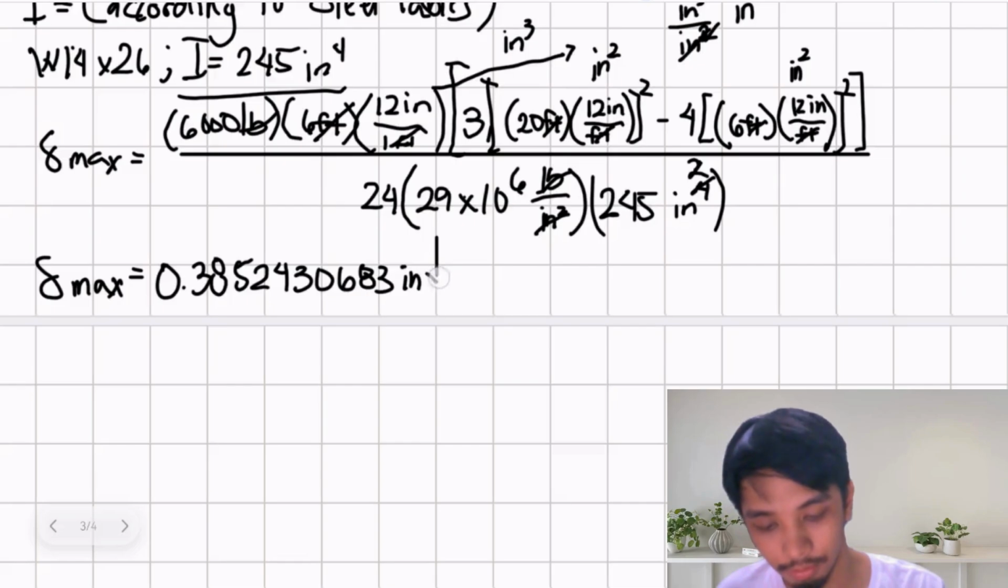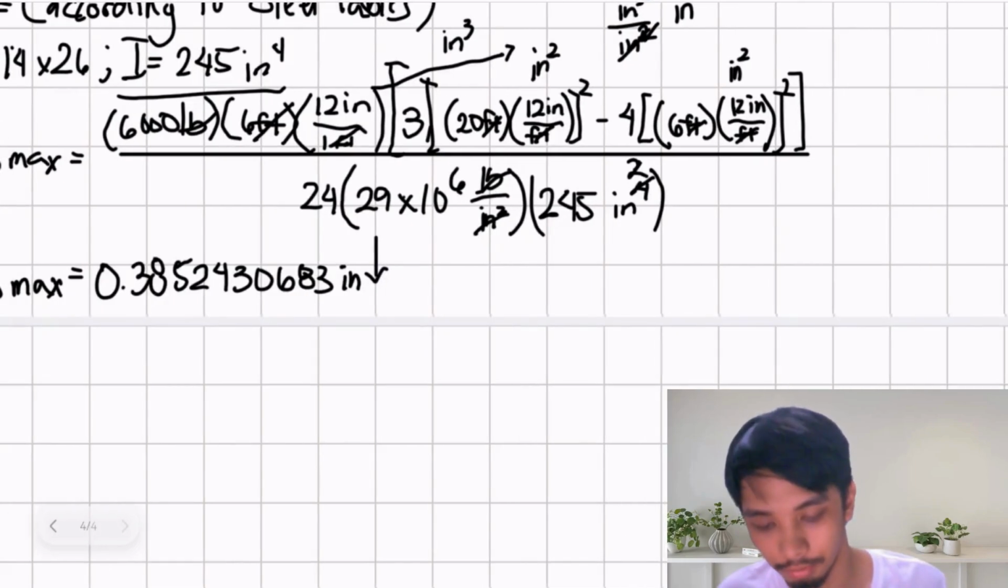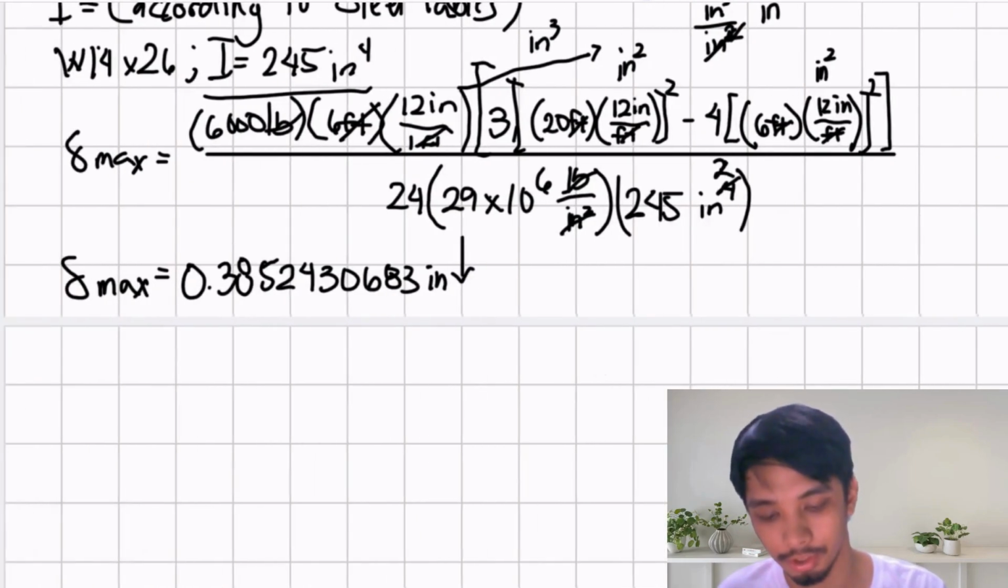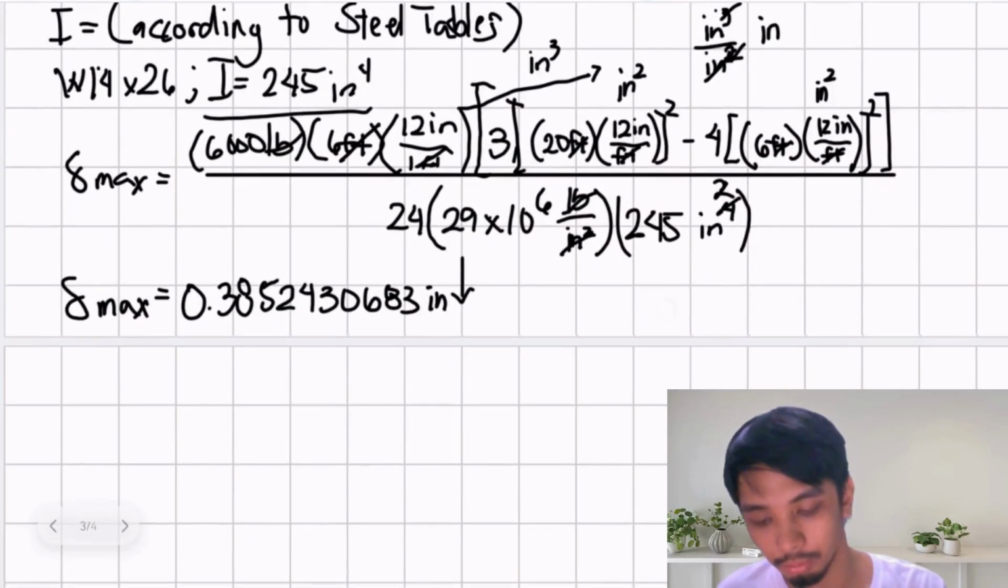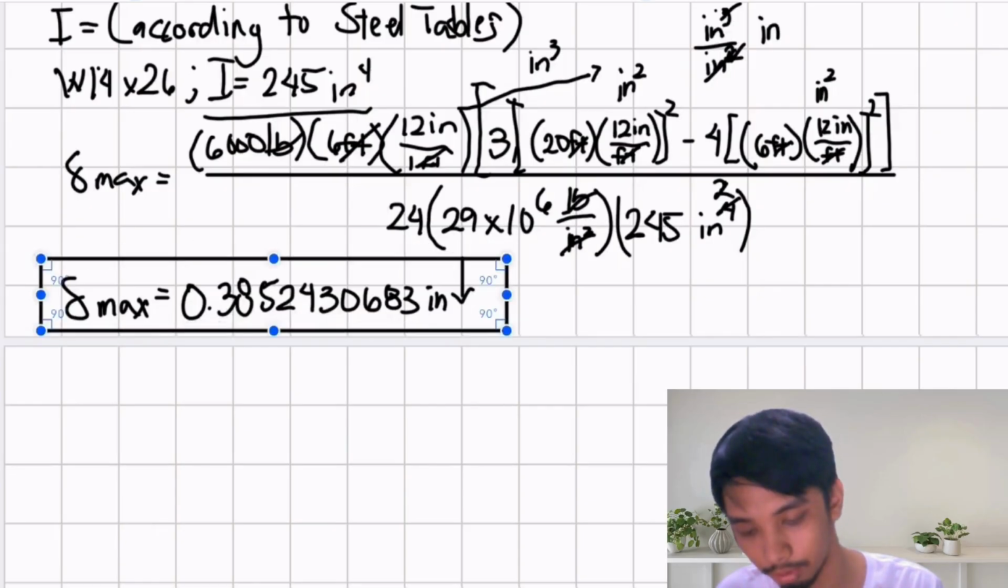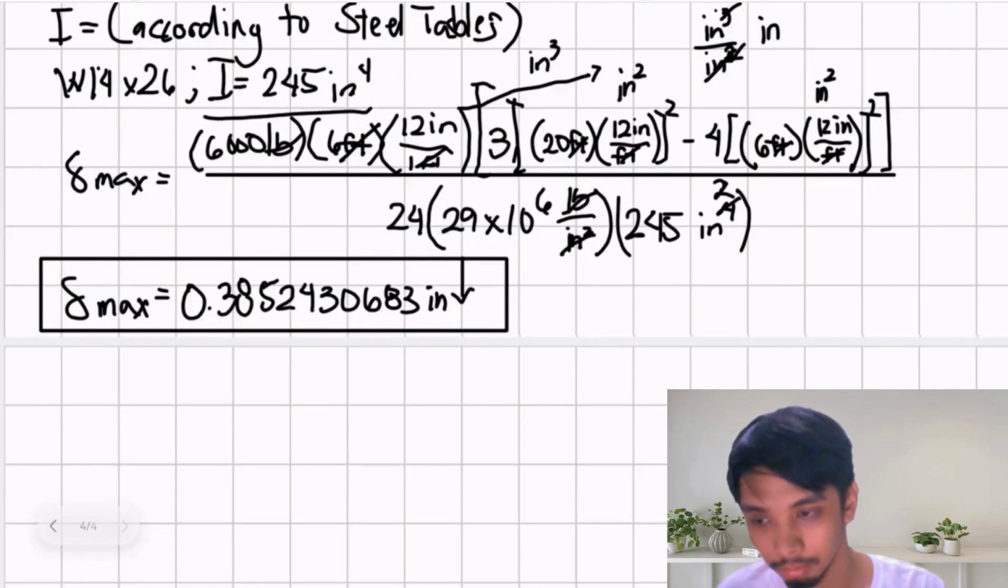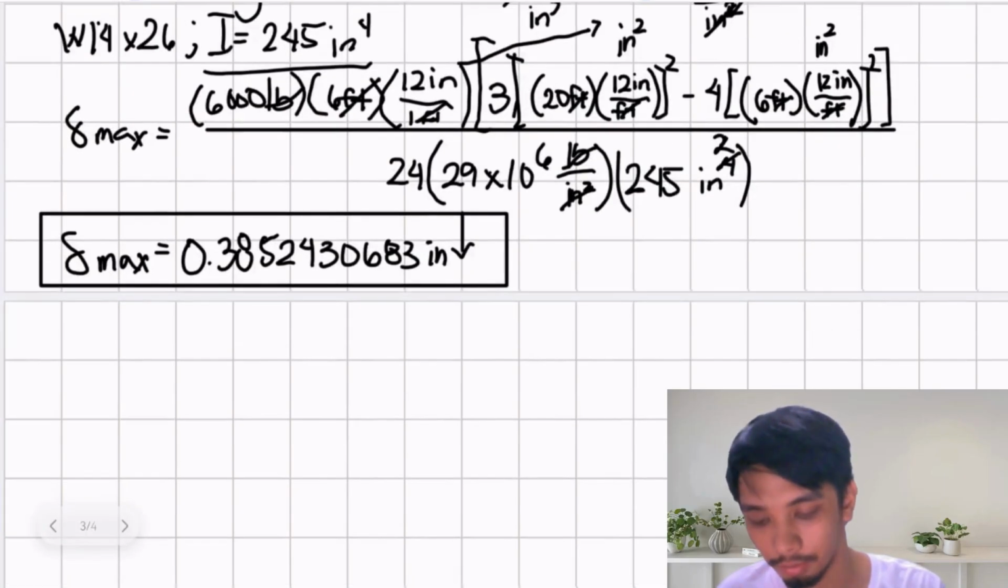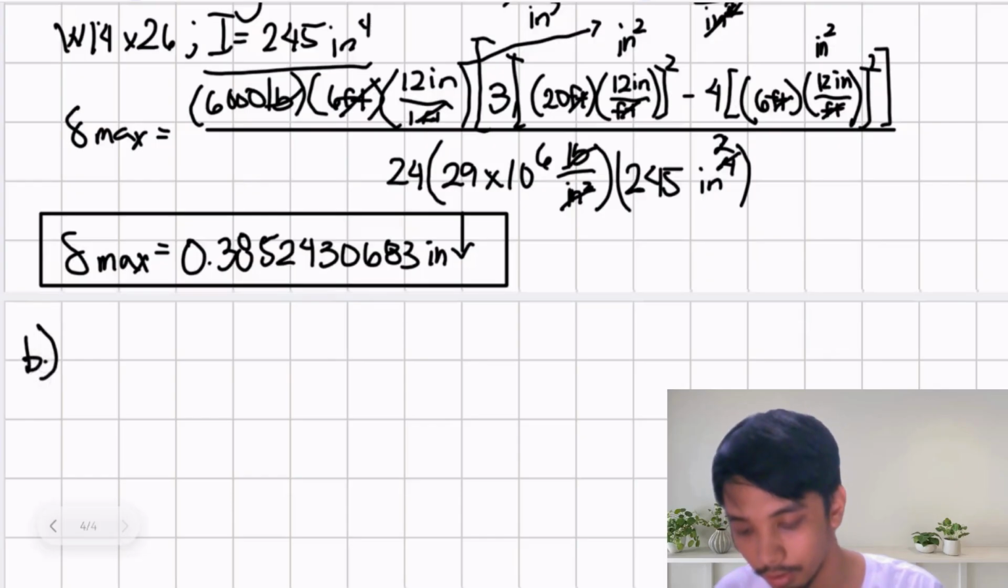So the force exerted is downward. So this is the maximum displacement, and for letter B, the maximum bending moment.